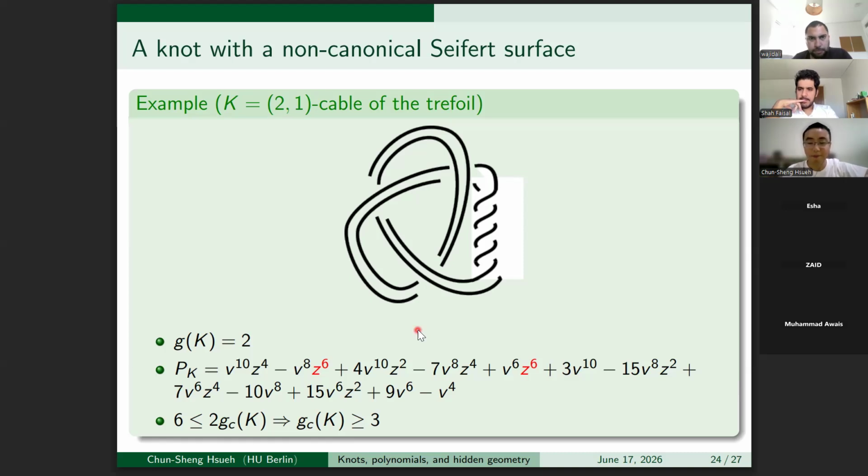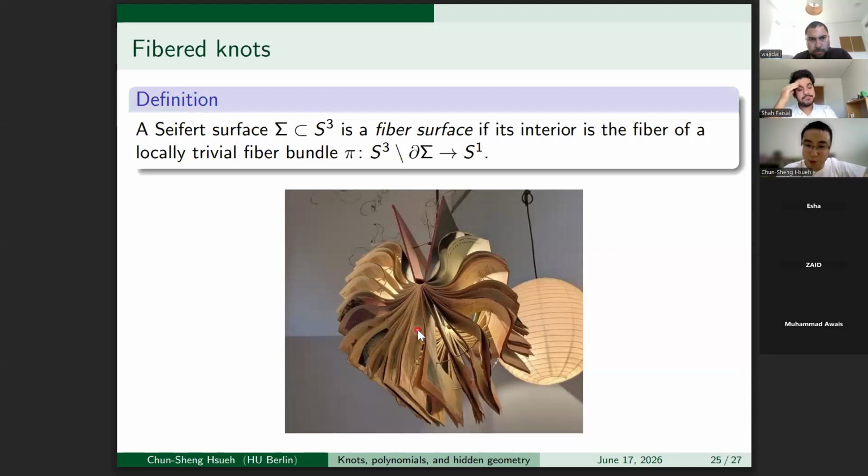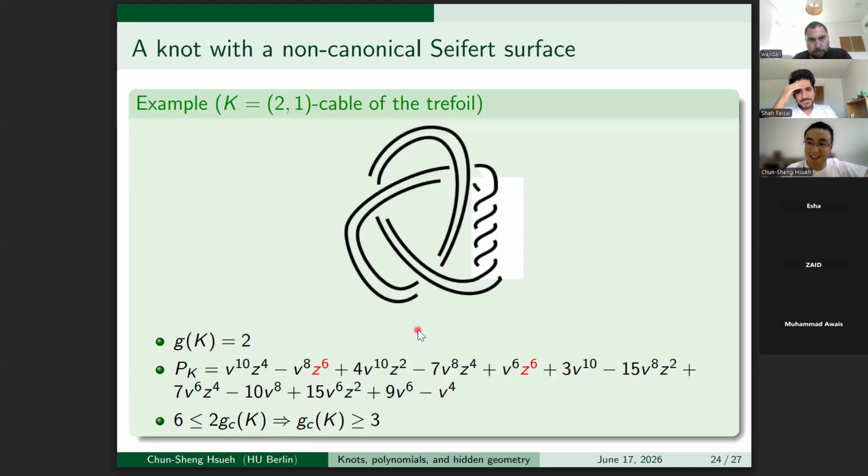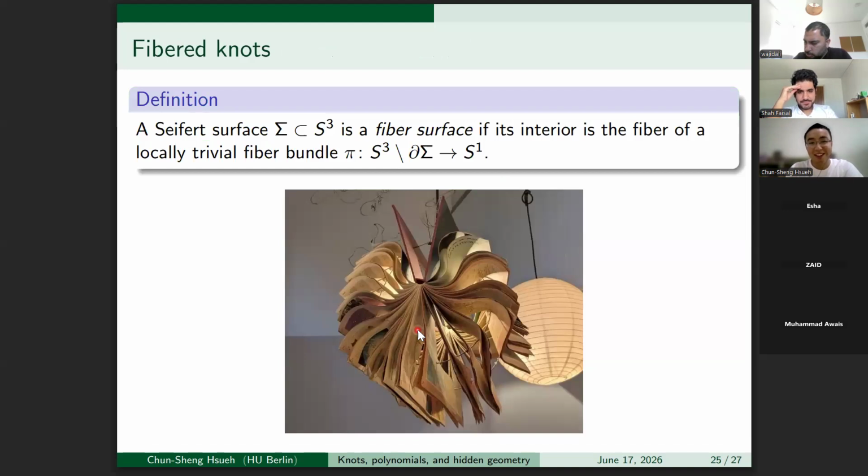Okay. So now I'm going to add more dimensions to my talk. Now we're going to look at families of Seifert surfaces. In particular, if I have a family of Seifert surfaces, they're going to be filling up a three-dimensional space. So now I'm going to introduce a new definition.